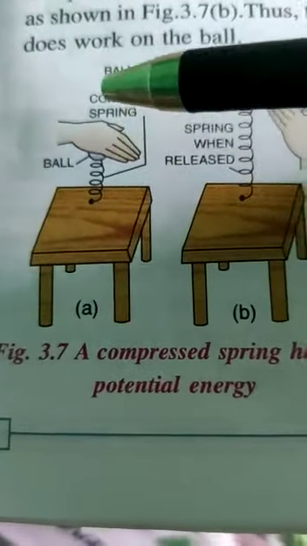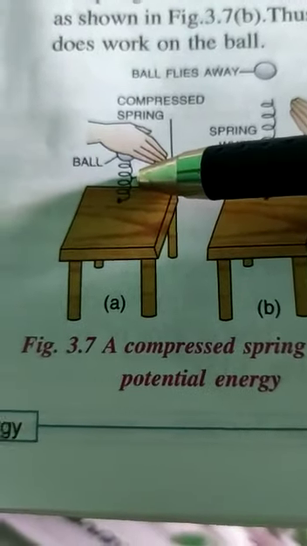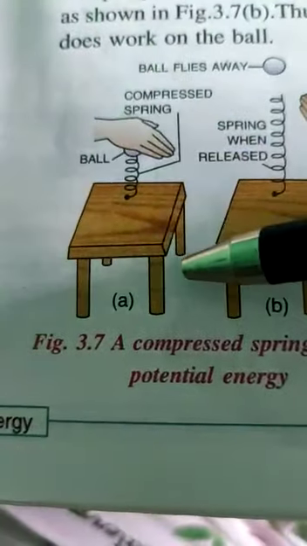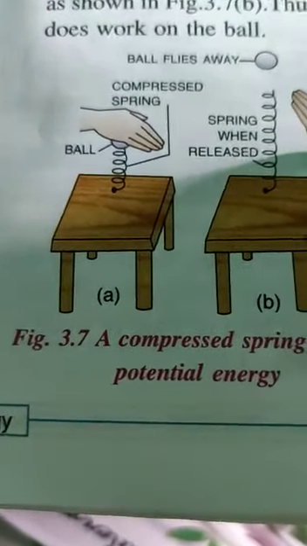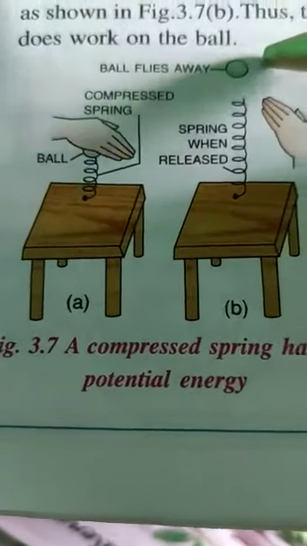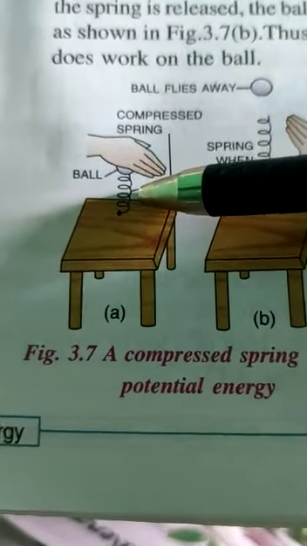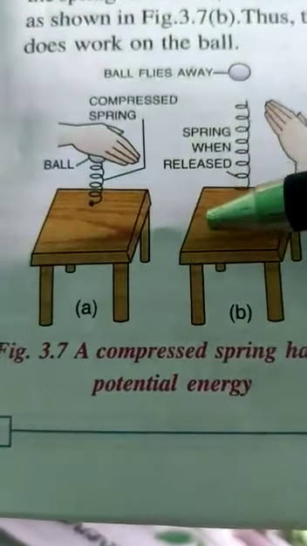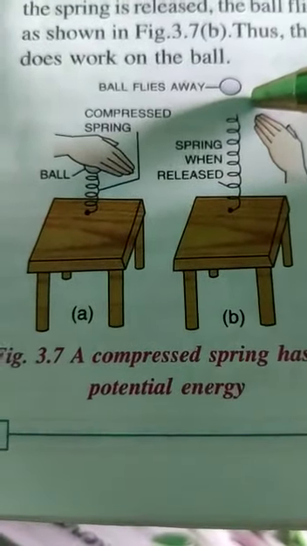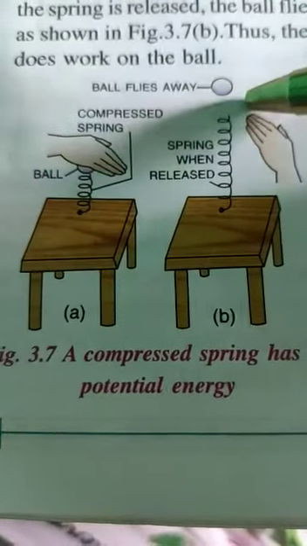When you compress this spring with this ball and then release the spring, what will you observe, children? It will suddenly throw the ball. Keep the ball here and just compress the spring. When you suddenly let go of the spring, it will move back and throw the ball. Now you can see this picture. This is a ball. The ball flies away.